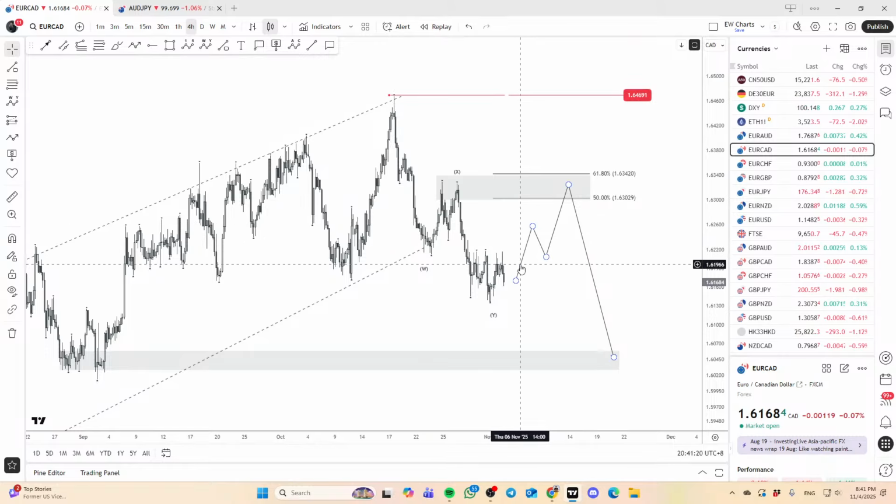But of course, it doesn't mean you can't trade the upside. It's just that if you have a setup to trade this upside here, just bear in mind it's more of a pullback trade, right? So that's the idea behind. Okay.